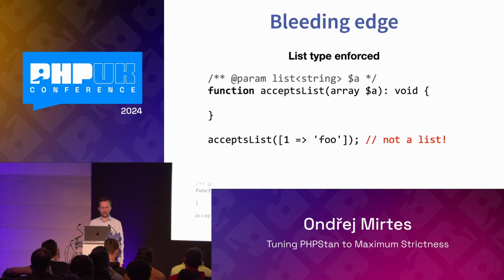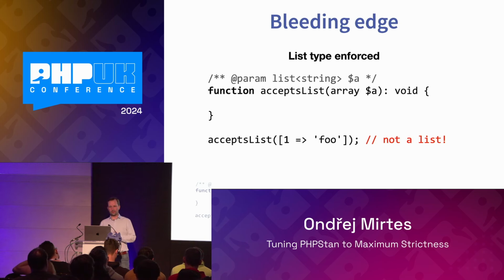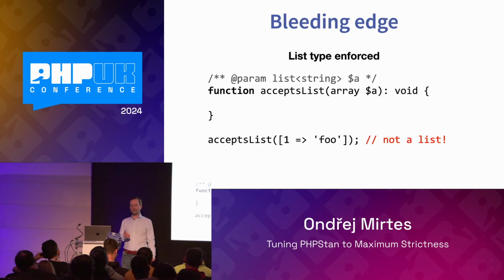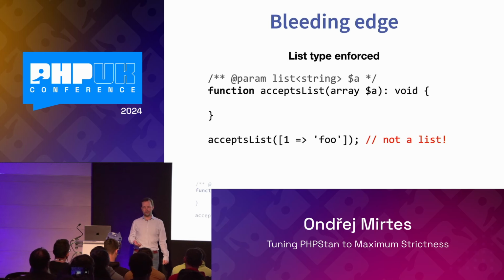And one of them, for example, is a list type. So list type is a more specific array type. So list type needs integer keys in the array, and these keys need to start at 0, and they need to be sequential. So when we are talking about arrays in PHP and arrays in other languages, they are completely different things.